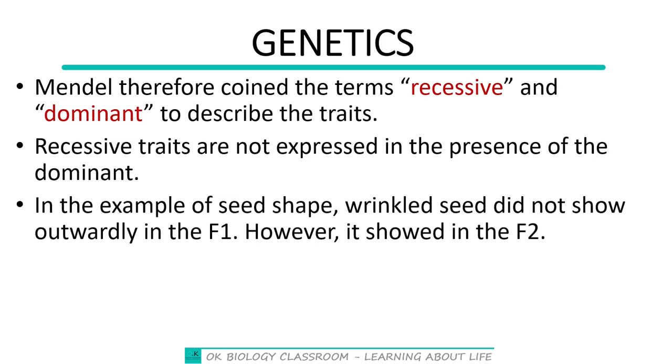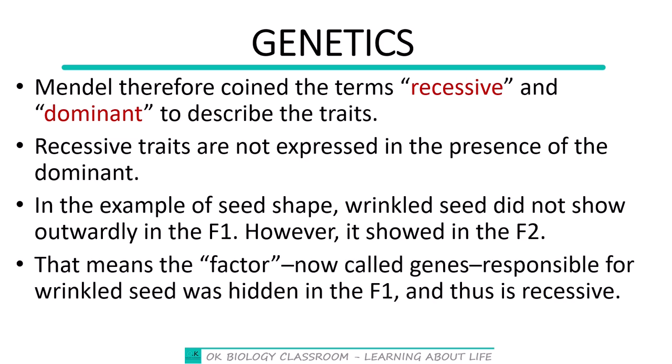And of course, in the other experiment of the seed shape, he also realized that the wrinkled seed did not show outwardly in the F1, but it showed in the F2. So it means that the factor, which we now call genes, responsible for the wrinkled seed was hidden in the F1, and so it makes the wrinkled seed trait the recessive one, whereas the round seed trait would be the dominant.